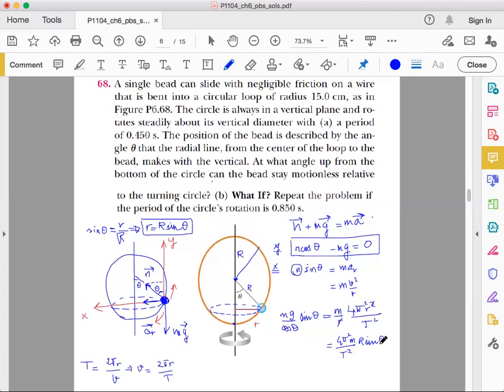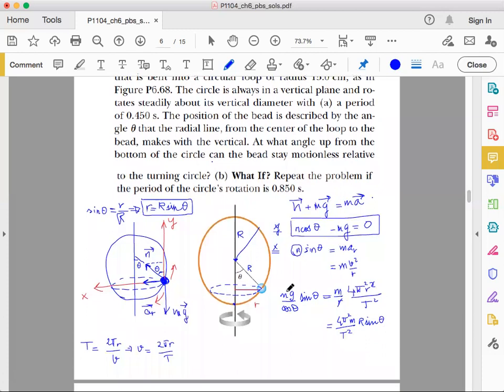And so we end up with the following equation for the angle theta. We can cancel out m on both sides, right? And so we end up with g times sine theta over cosine theta is equal to 4 pi squared R over T squared multiplied by sine theta. Now we have an equation that only depends on theta. So theta is the only unknown in this equation, and we need just to solve it. It becomes very easy. How to do so?